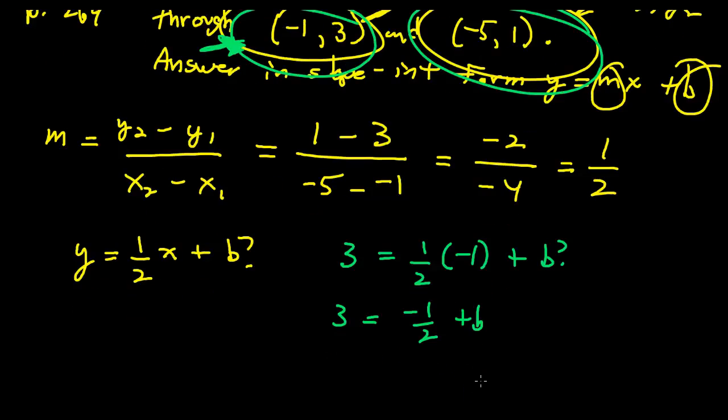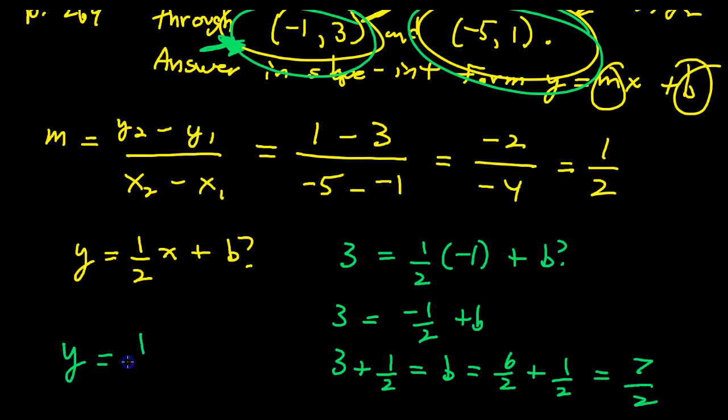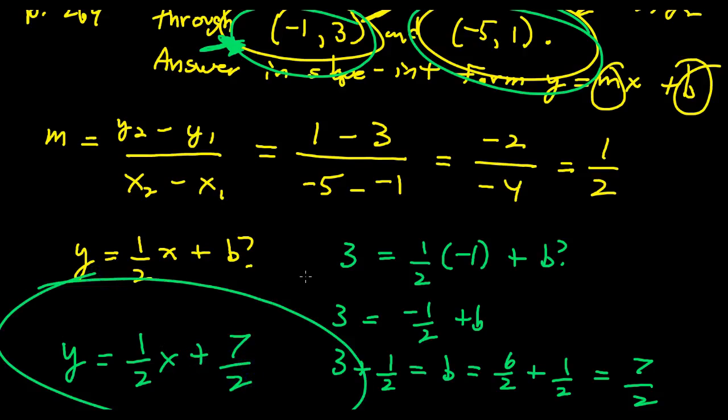And of course, I'll need to add 1/2 to both sides. 3 plus 1/2 equals b. And of course, 3 is 6/2. Plus 1/2 will then give me 7/2. So my final answer is going to be here, y equals 1/2 x plus 7/2. Final answer. Okay?